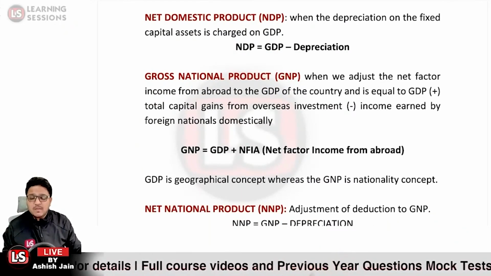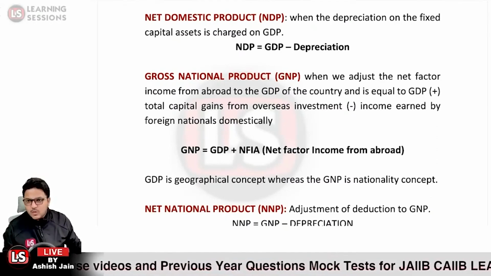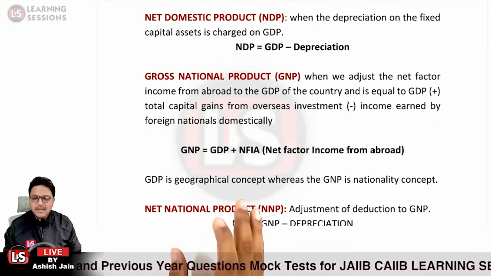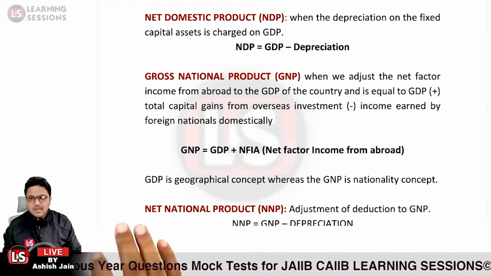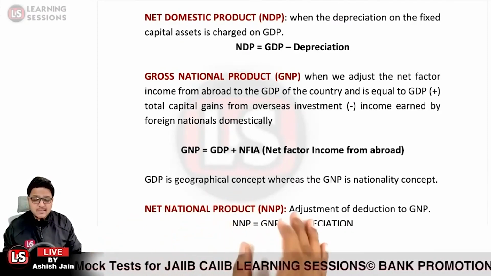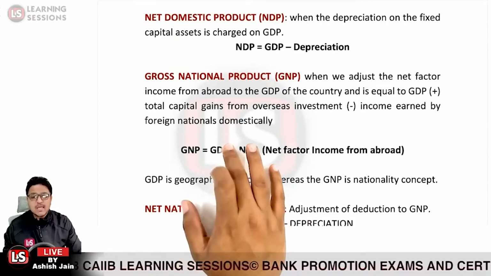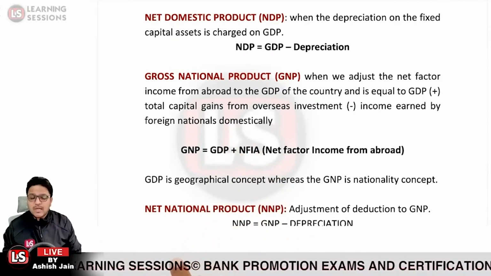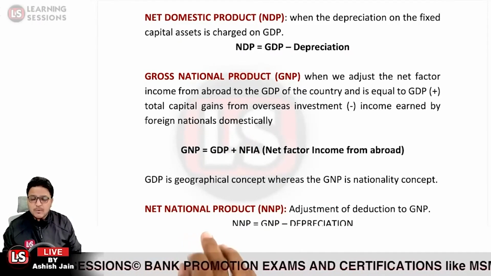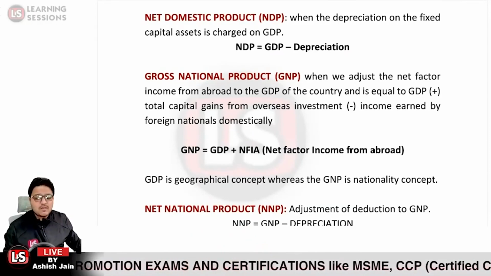NNP is GNP minus depreciation. That would be NNP. Simple as that. I told you, when we calculated the NDP, we subtracted the depreciation from the GDP. That is the depreciation which is charged on the capital assets, to be subtracted, and we calculated the NDP. Now in this case we calculate the NNP, that is the net national product, and we will be subtracting the depreciation from the GNP.